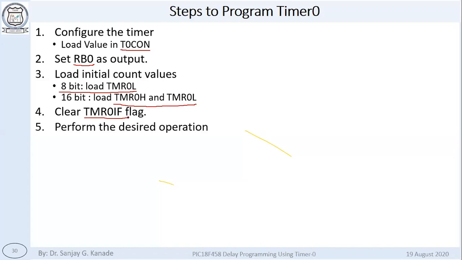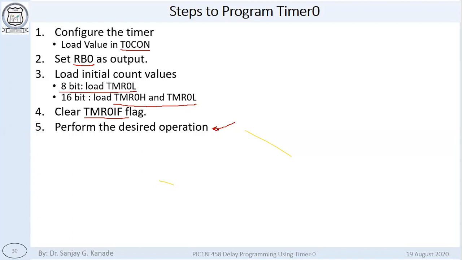Then we will perform the desired operation. In this case, we want to generate a square wave, so there will be on-off switching. At this particular step, we will perform the toggling of the bit. That is the only operation that we are going to perform in this case, because we are only interested in generating a square wave.